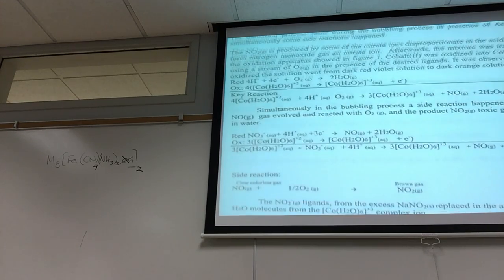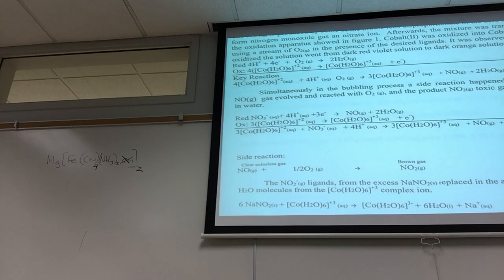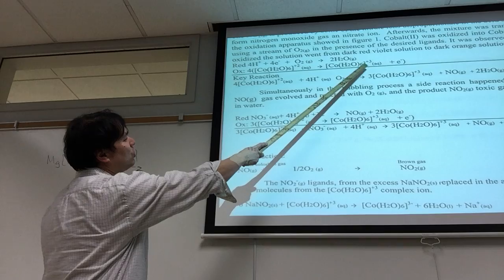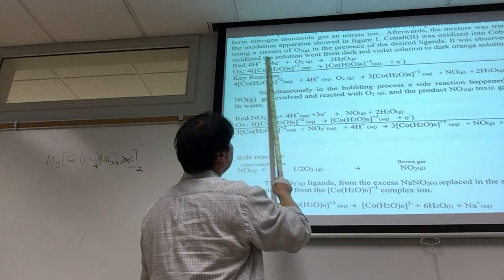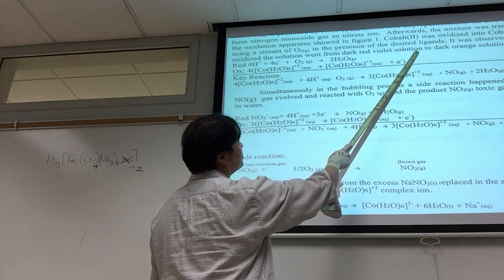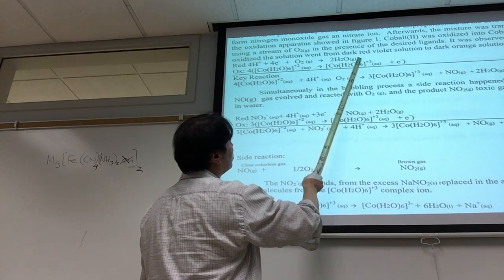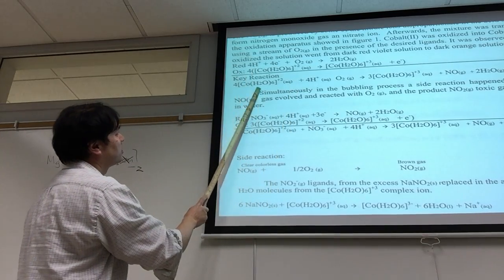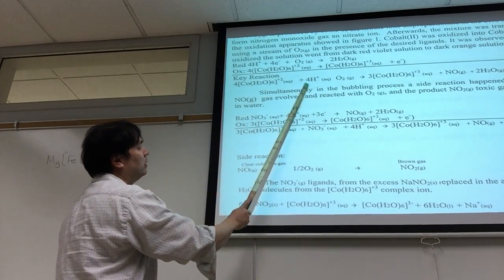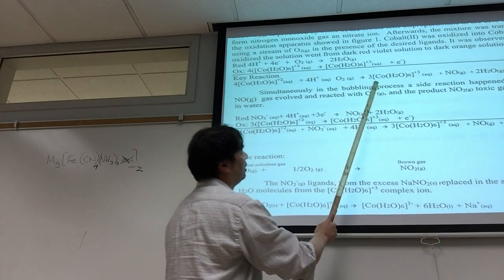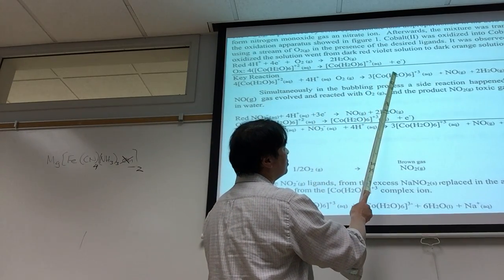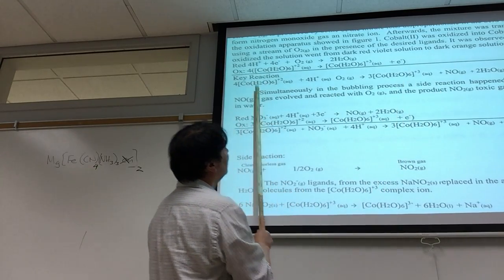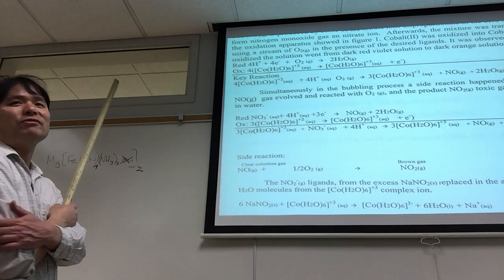And so what was the oxidation, the primary reaction? The primary redox reaction for the oxidation was here. Cobalt 2 was oxidizing to cobalt 3 by using a stream of O2 in the presence of the desired ligands. It was observed that once oxidized, the solution went from dark red, violet, to dark orange. And so here's the redox. So we got our cobalt 2 complex, our acid and O2 being oxidized, the cobalt being oxidized to cobalt 3. In the process, we produce NO. Where does that NO come from?